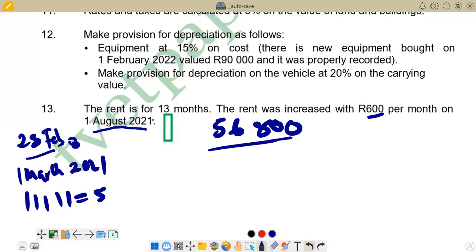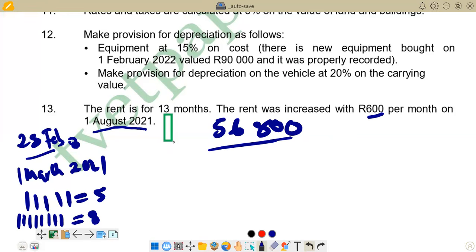And then we need to find out how many months there are after the increase. So we are now counting from August, the whole of August, September, October, November, December, January, February, where it's ending. And then March also, the rent is also inside 56,800. So March is the extra month that we want to remove. So how many months are there? 1, 2, 3, 4, 5, 6, 7, 8 months. So we've got 8 months after the rent increase.